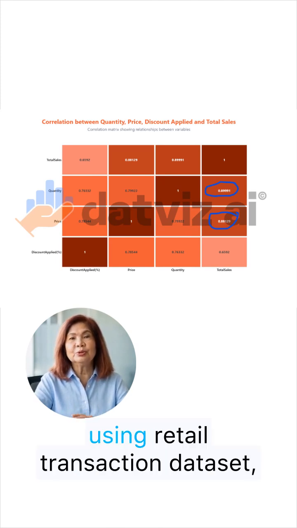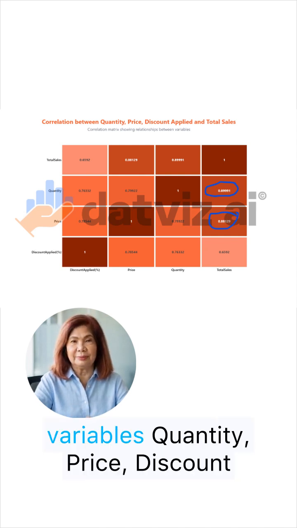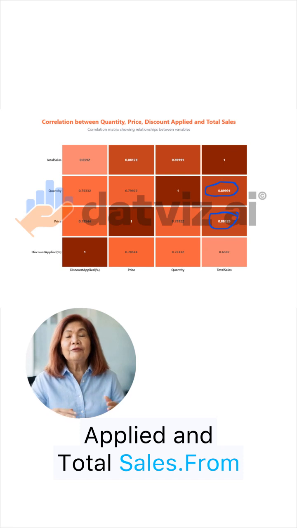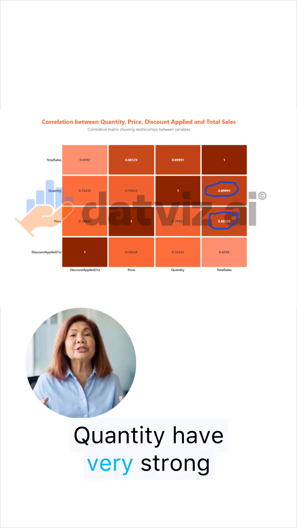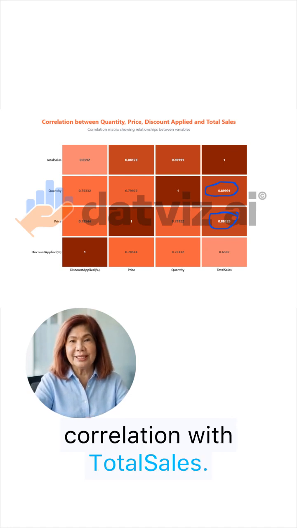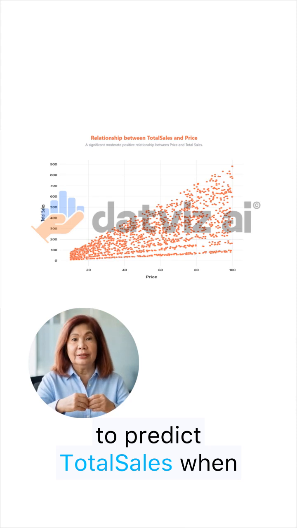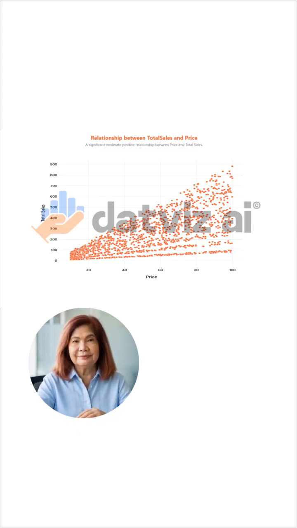In this example, using retail transaction dataset, we looked at the correlations between all numeric variables: quantity, price, discount applied, and total sales. From the graph, it is shown that price and quantity have very strong correlation with total sales. Let's say we want to predict total sales when we apply price increase or decrease.